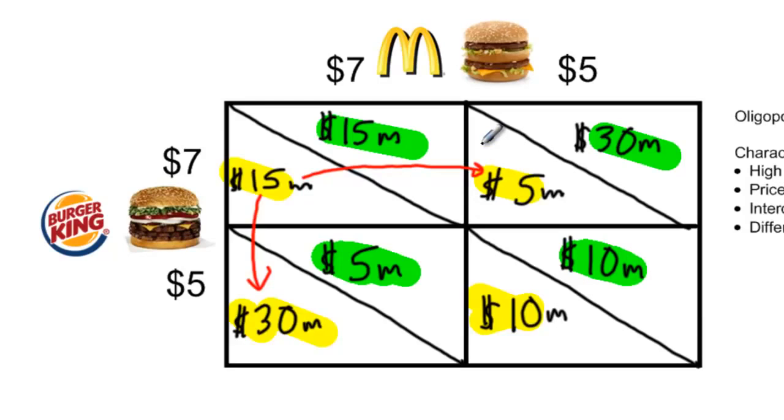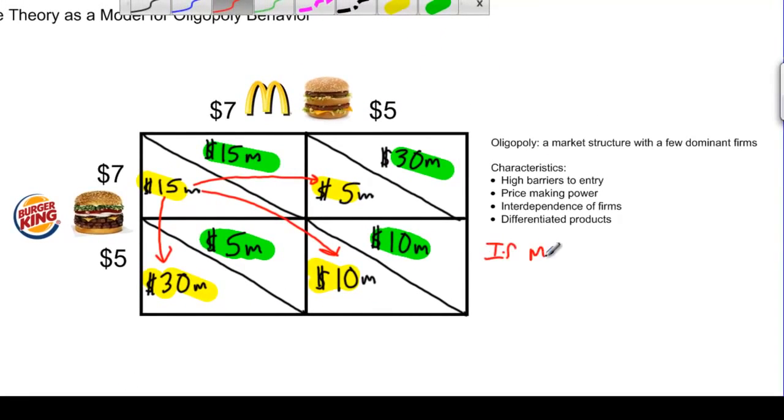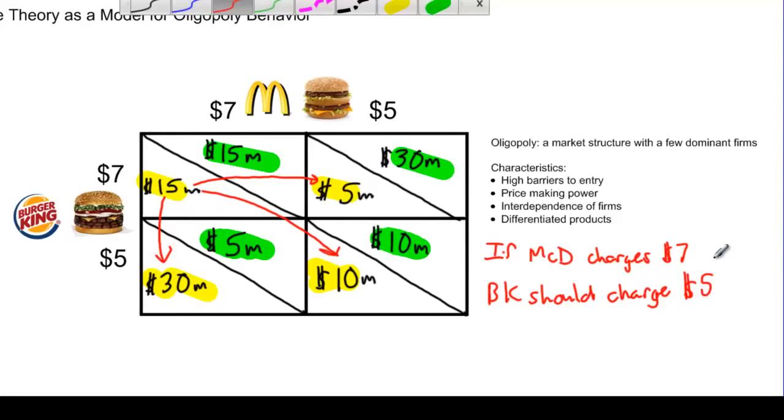On the other hand, if Burger King were to match the price decrease and lower its price at the same time that McDonald's does, Burger King's profits would go from $15 million to $10 million. Clearly, this is better than experiencing a fall in profits all the way down to $5 million. So, we're going to go through a couple of options here. If McDonald's charges $7, what should Burger King do? Burger King should charge $5. Why? Because Burger King's profits will be $30 million instead of $15 million if it lowers its price to $5.